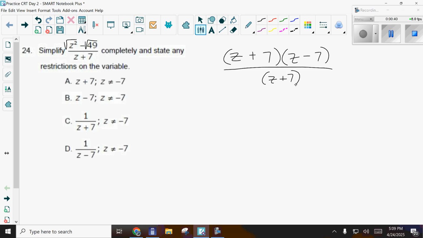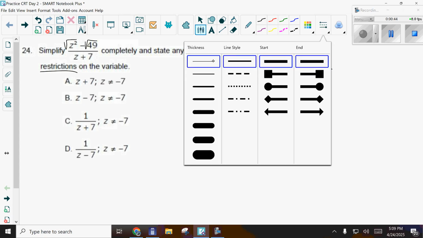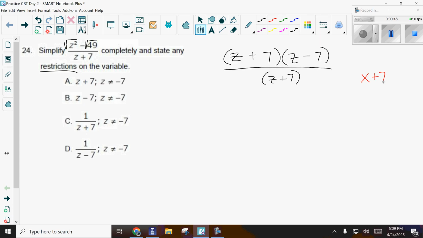Now the question asks for restrictions, and restrictions come from setting the bottom equal to 0. So if I take x plus 7 equals 0 and solve that, x equals negative 7 is the restriction. So just by looking at the choices, that doesn't really help us because all the choices have negative 7.